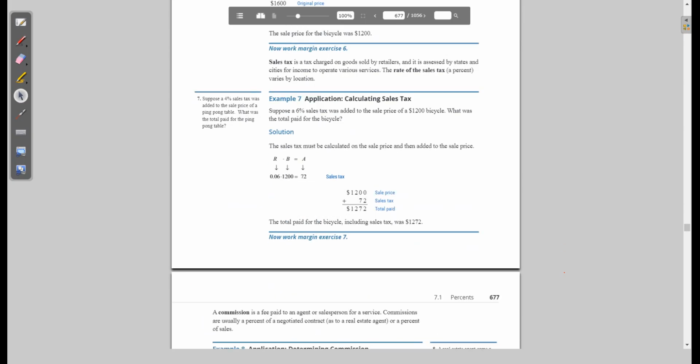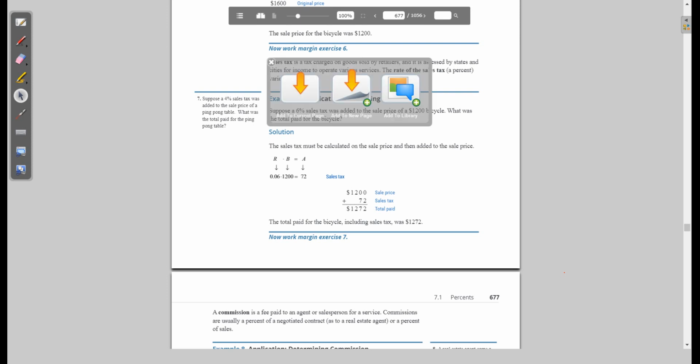Okay, sales tax. So this reads, suppose a 6% sales tax was added to the sale price of $1,200. What was the total paid? What was the total paid for the bicycle? Okay, so if I wanted to add a 6% sales tax, right, which in Florida I think it's 7%, right? Or at least it is in Lake City. If I wanted to add 6%, what I'm going to do is I'm going to say, okay, so $1,200.